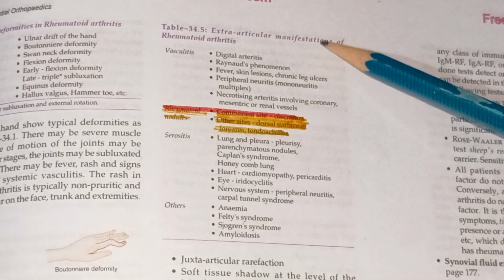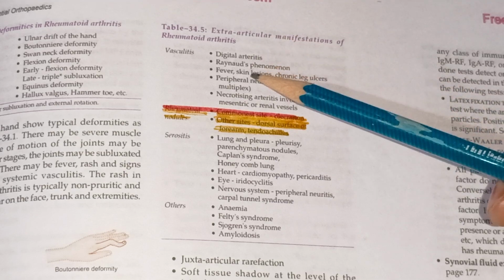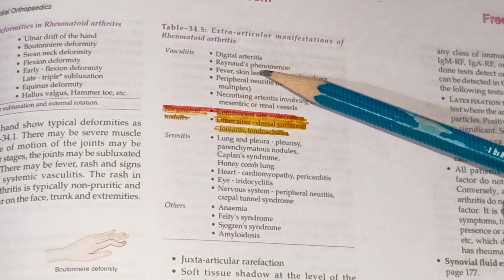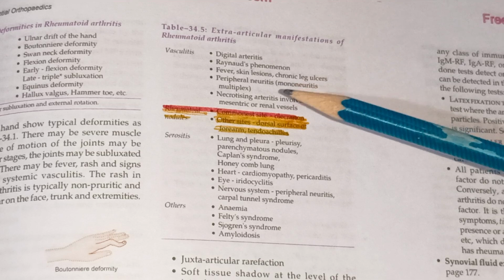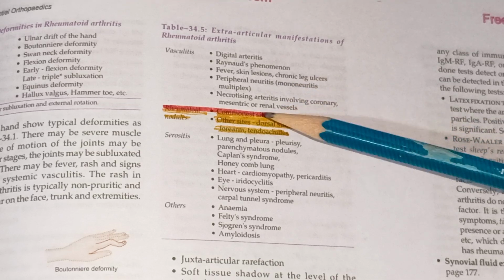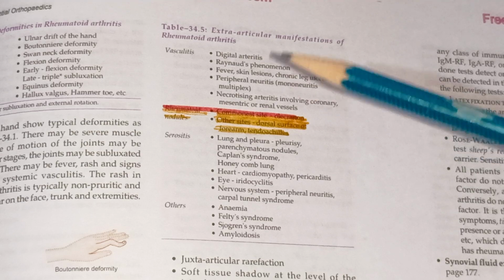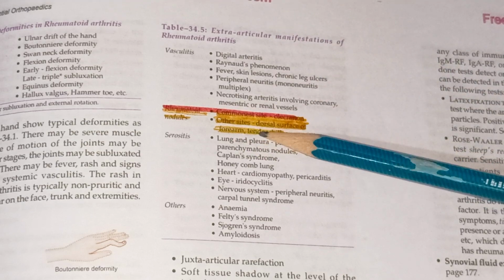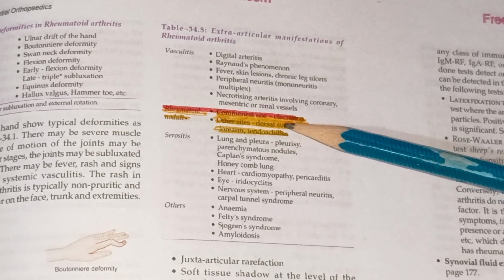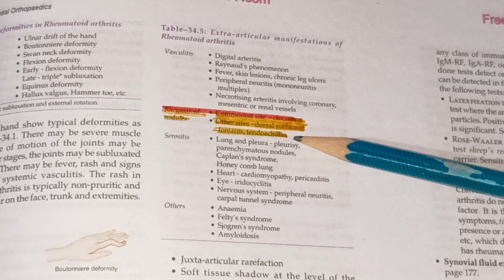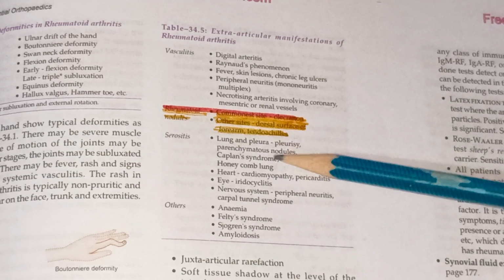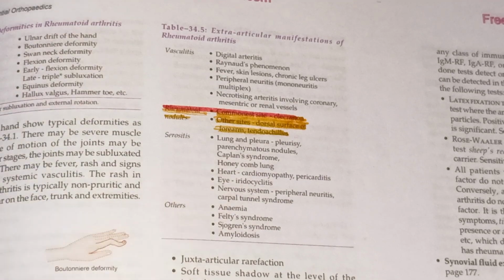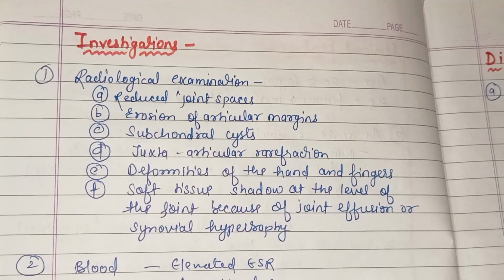Here, these are the extra-articular manifestations of rheumatoid arthritis. First, the vasculitis, digital arthritis, Raynaud's phenomena, fever, skin lesions, chronic leg ulcers, peripheral neuritis, necrotizing arteritis involving coronary artery, mesenteric and renal vessels. Rheumatoid nodules: the most common site is the olecranon, and it is an important feature of rheumatoid arthritis. Other sites: dorsal surface of forearm, and tendonitis, serositis and others. You can see there, remember this easily.